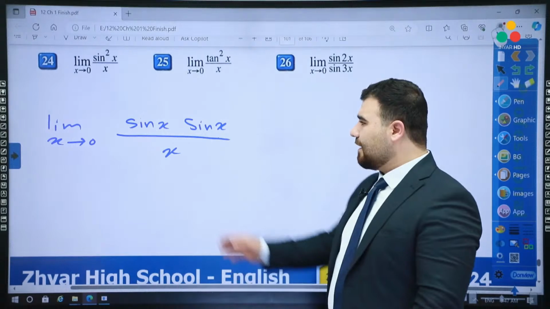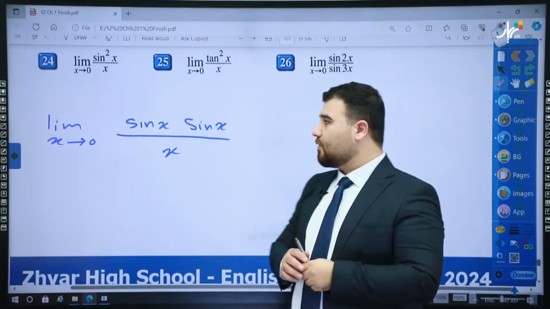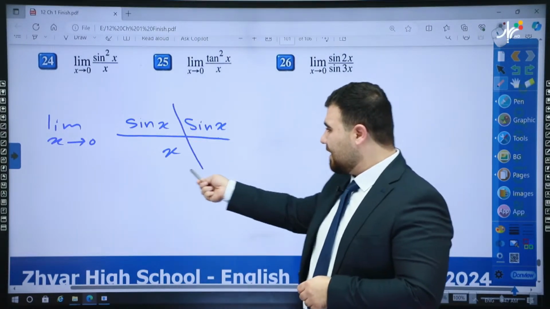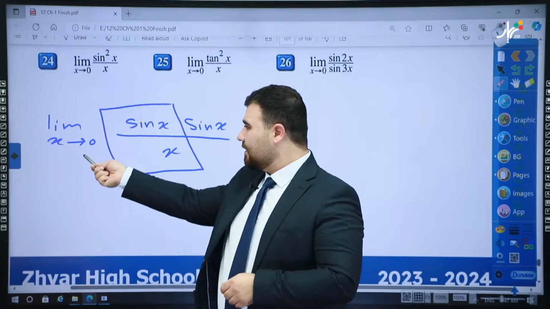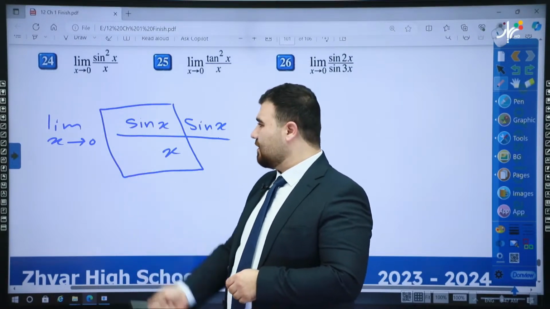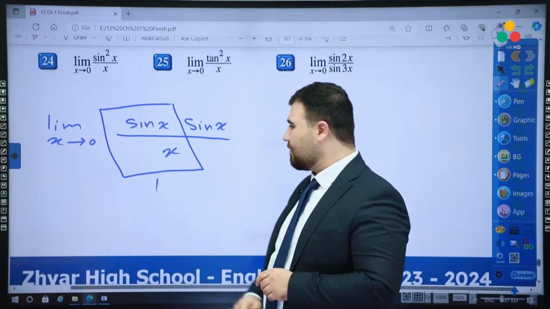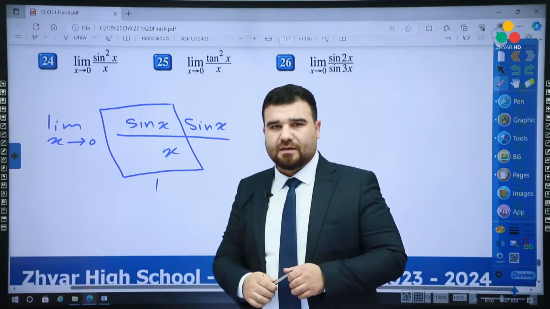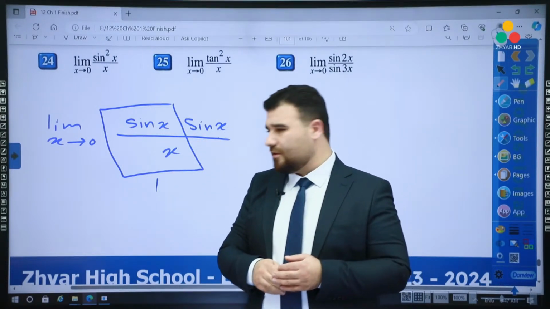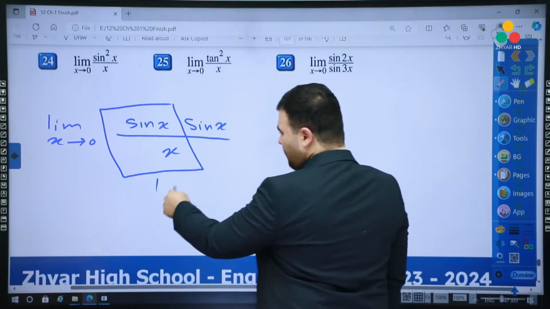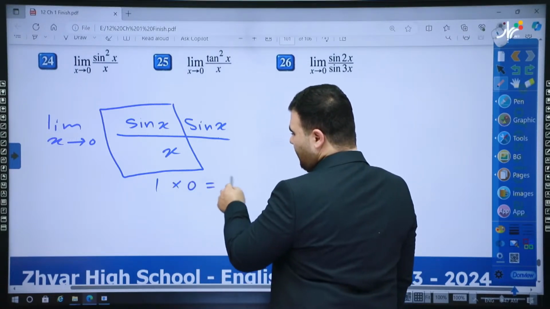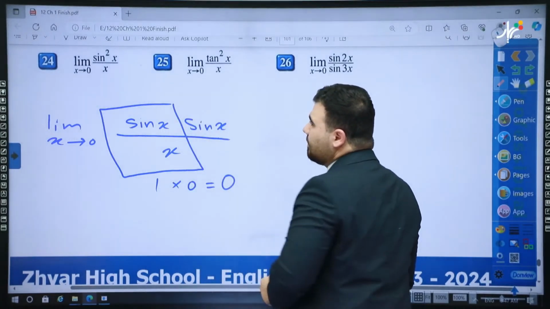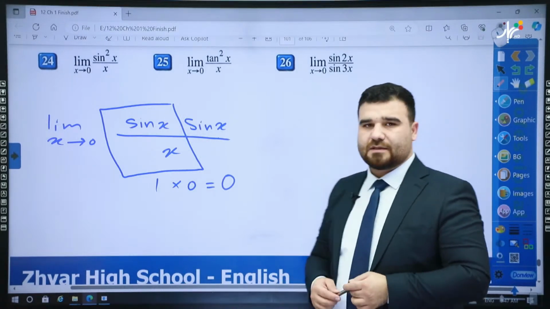Okay. I can make this limit two limits. According to the rule, this part, sine x over x, limit x tends to 0, is equal to 1. So this part is equal to 1. Sine x alone, if I put 0 in place of x, sine of 0 by calculator, it's 0. Then I have 1 times 0, which is 0. The result of this limit in question 24 is 0.